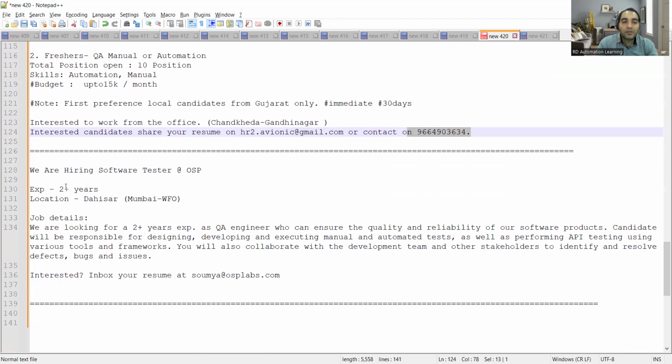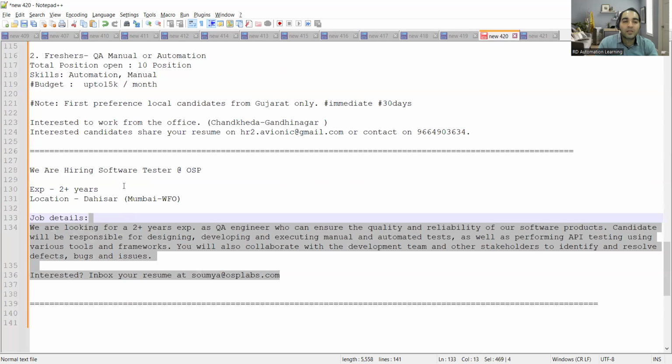Then OSP is hiring for experience 2+ years. Location is Dahisar, Mumbai. So they are looking for someone who is having 2+ years of experience. And you can send your resume to this email address.